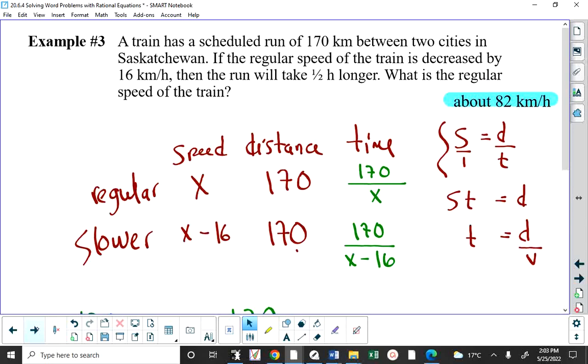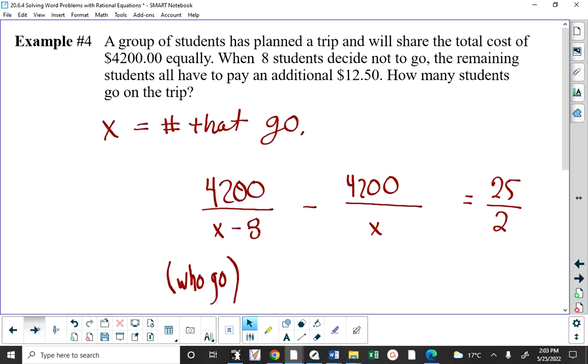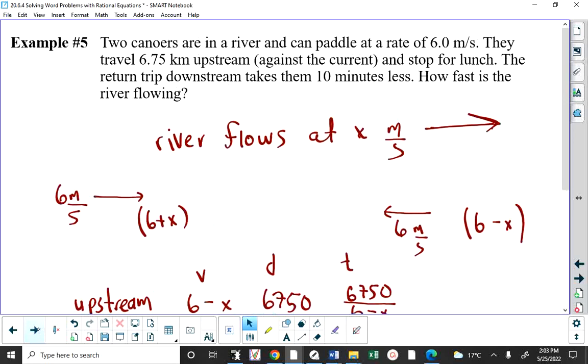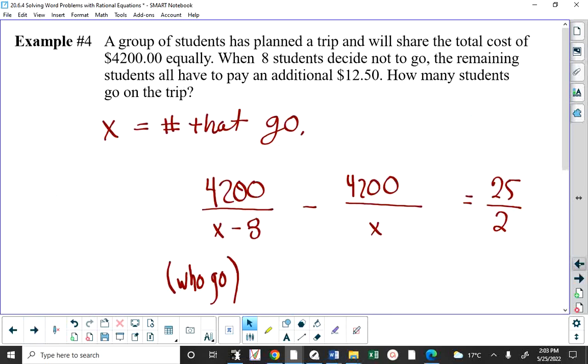The problem involving speed, distance, and time for two things. It's a very important type of problem for you to know how to solve. I'm going to compare that to example 5, which is also a problem involving the motion of two things, but this is a very specific one where you're traveling upstream and then downstream. And the last one was a shared cost type of question that you definitely need to know how to do.